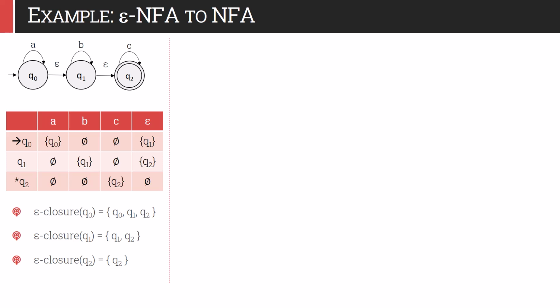Now we have three alphabets A, B and C, and we have three states Q0, Q1, Q2. So we have to find out the delta dash transition function for Q0A, Q0B, Q0C. The same we have to do for Q1A, Q1B, Q1C, and Q2A, Q2B, Q2C. And this is how we can compute it: for any state Qi and for any input alphabet ak, we have to compute epsilon closure of delta transition of epsilon closure of state Qi and input alphabet ak.